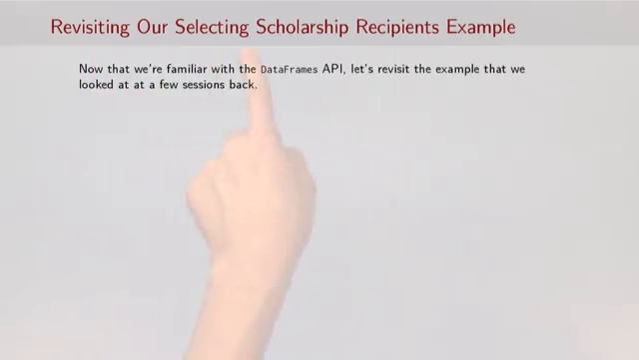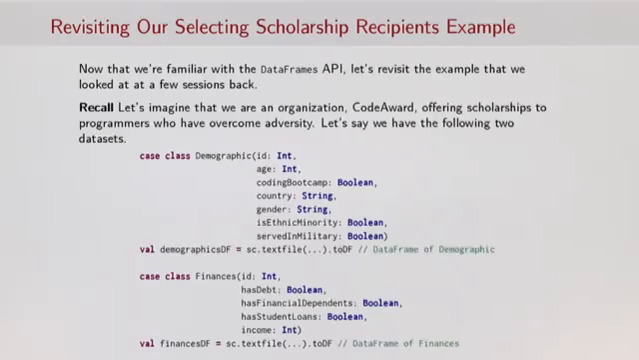So remember this example about selecting scholarship recipients with a certain data set. In this example, we imagine that we're an organization called Code Award that offers scholarships to programmers who have overcome some kind of adversity. And we have two data sets in this example. We have one full of records represented by this demographic case class, which contains demographic fields about a certain person. So each person has an ID number, they have an age, they have other information associated with them, like the country that they're from or whether or not they served in the military, for example.